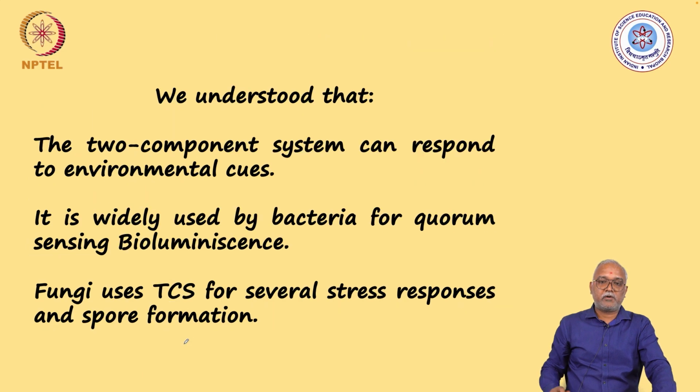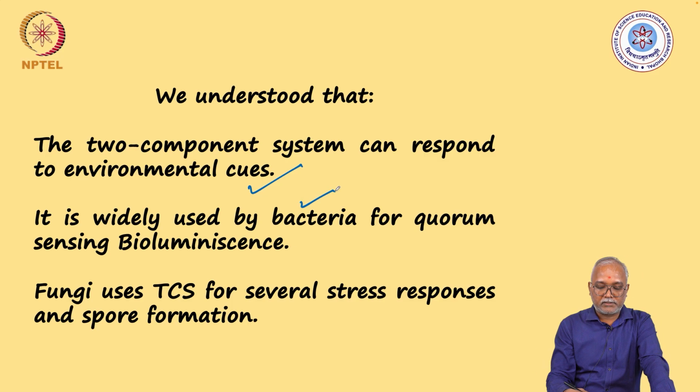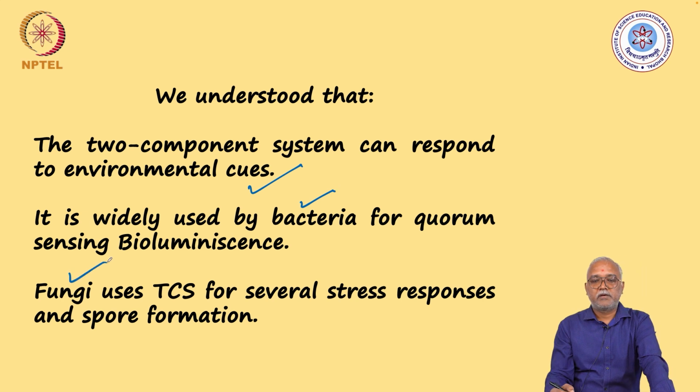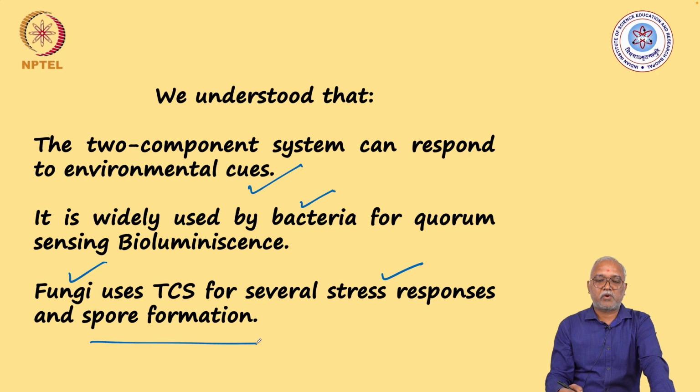So what we have understood in today's class is that the two component system in microbes is very important for responding to environmental cues. It is widely used by bacteria in different processes. We saw quorum sensing today as well as sporulation. Earlier we saw how it affects asymmetric cell division or life forms as well as chemotaxis. And you can see that fungi utilize this two component system in several stress responses as well as the spore formation which we saw in bacteria.